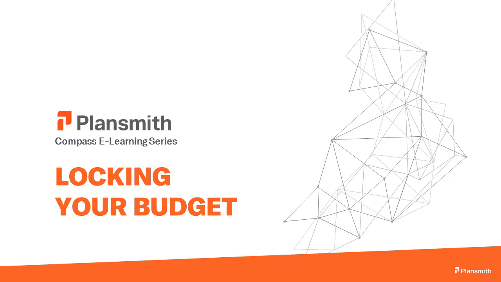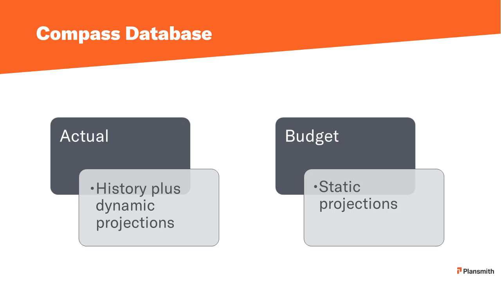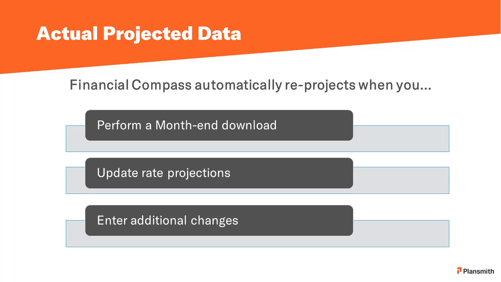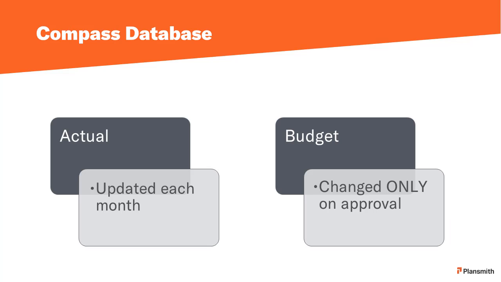This session will explain locking your budget in Compass. In order to facilitate comparative reports, Compass contains both actual and budget data for the current year plus 4 additional years. Actual data is updated each month to include historic results. The remaining forecast months are also updated based on these results, as well as any rate forecast or assumption changes that are entered by the institution. Budget data remains unchanged until a budget revision is formally approved.